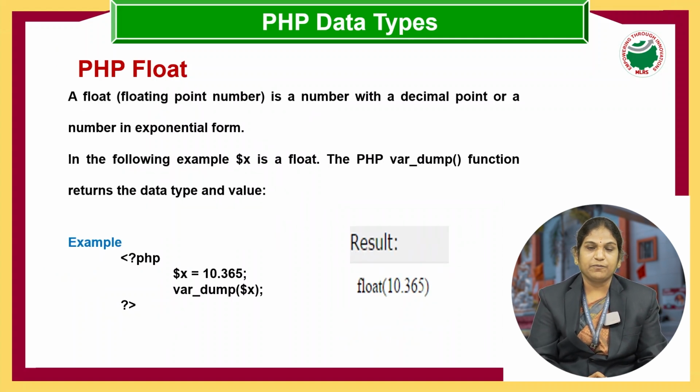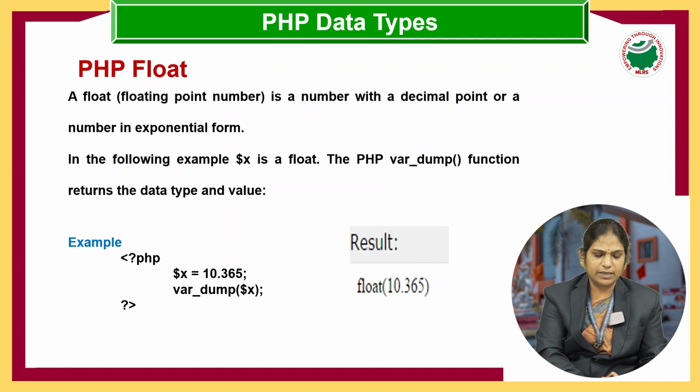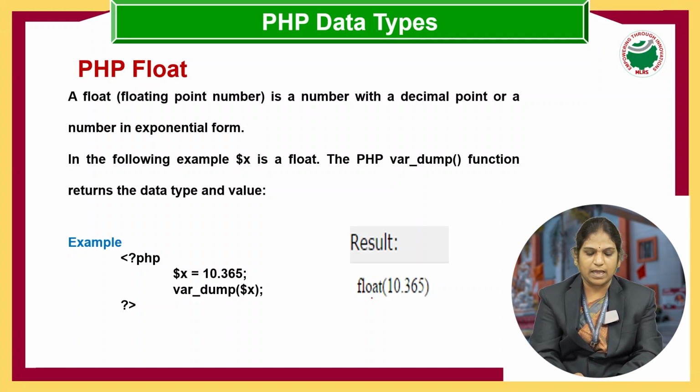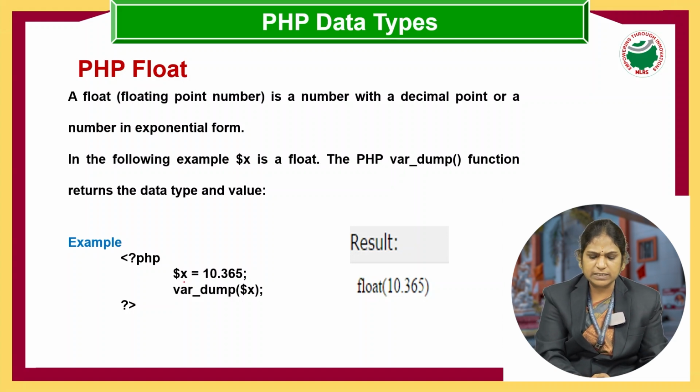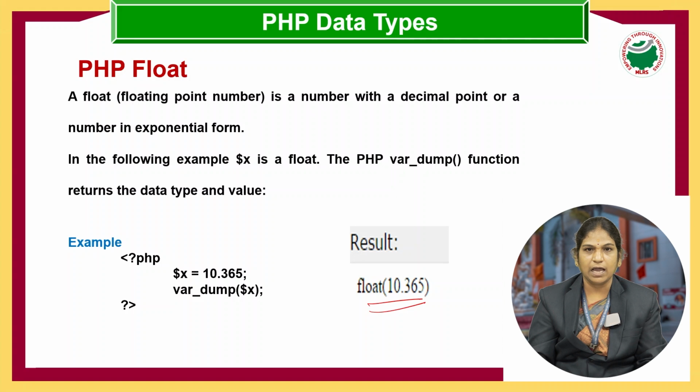And float data type. What is the float? Any number with a decimal point or in exponential form. So here PHP $x equal to 10.365. As it includes the decimal point, it comes under the category of float. So var_dump of $x will specify the data type of $x. What type of data have I given? Decimal value. So float. And what is the value inside the $x? 10.365. So float 10.365 is displayed as the output.